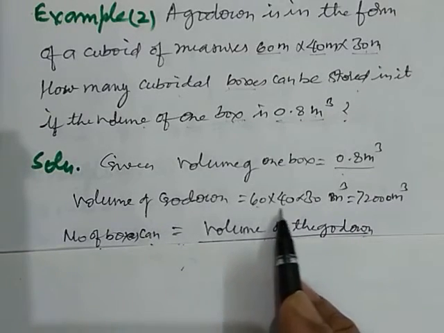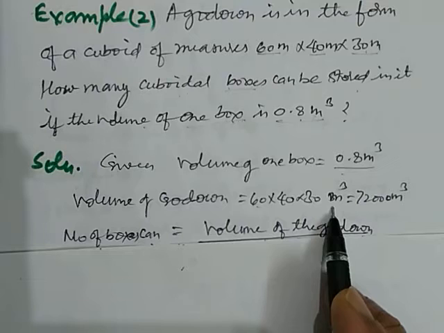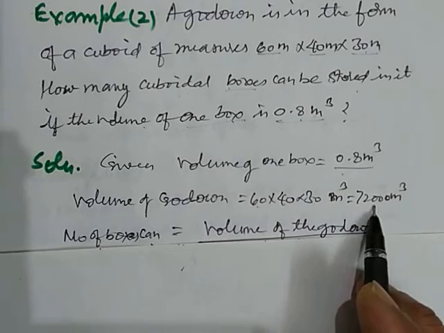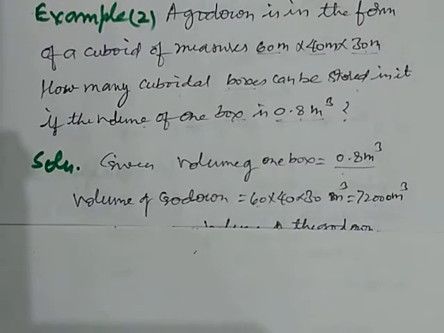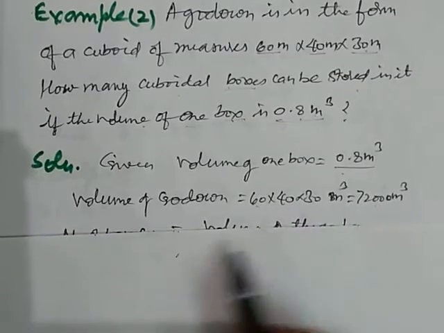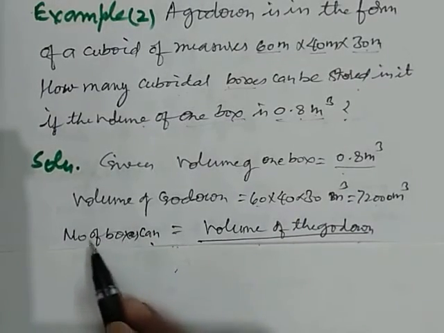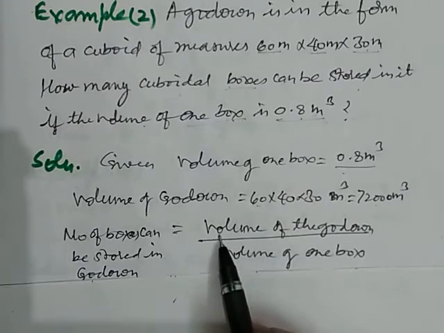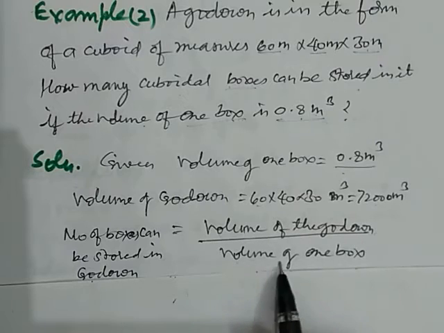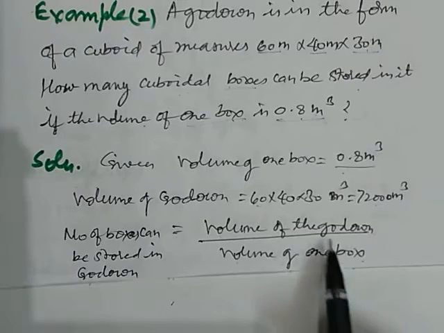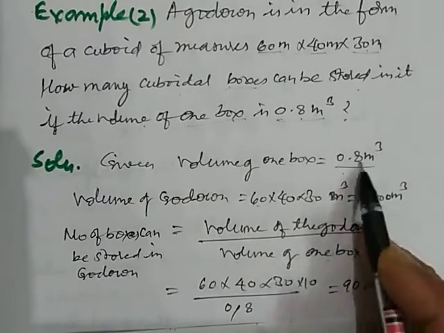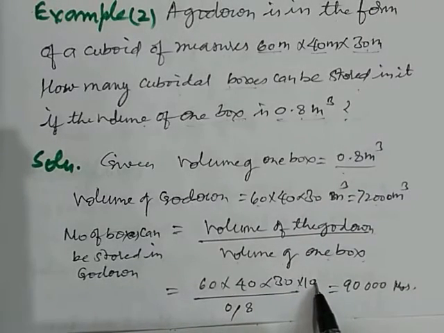But the volume in this form is more beneficial because things easily cancel out. If we convert this, then we have some problem. So we write it here in both forms, but first we write the formula. Number of boxes that can be stored in the godown is given by volume of the godown divided by the volume of one box. Okay, so put the values. Volume of the godown is this, this into this into this, and for 0.8 we remove the decimal and put 8 here, 10 here.